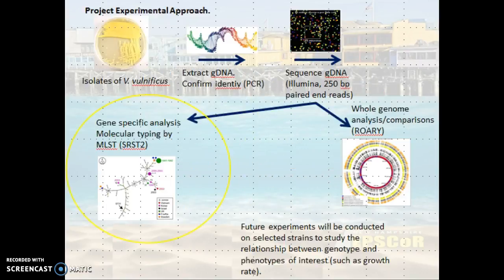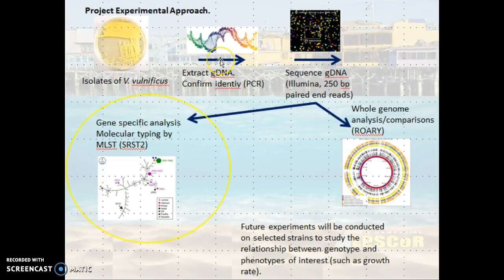This is the workflow for the project. So isolates of Vibrio vulnificus, and here are some growing on a Petri plate, are obtained from the University of New Hampshire. We confirm, what we do is we look at them on a plate and make sure each colony looks the same. That's an indicator of purity for each particular strain that is being cultured.